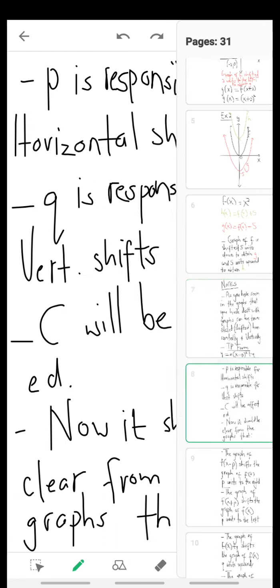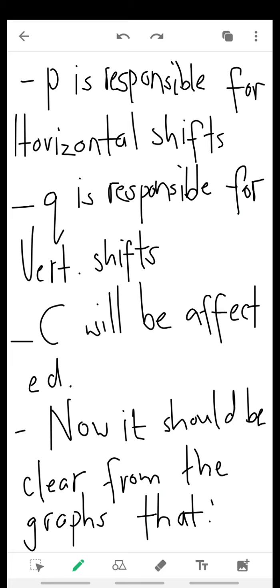So why are we telling you this? Because p is responsible for the horizontal shifting. Remember, p is the x value of the turning point. So since you're talking about the x values, it means you're talking about horizontal movement. So p is responsible for the horizontal shift, and q is responsible for the vertical shifting. Because remember, q was representing the y value of the turning point.